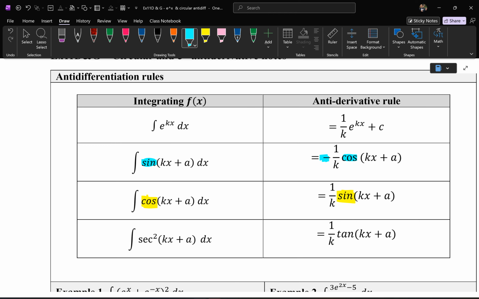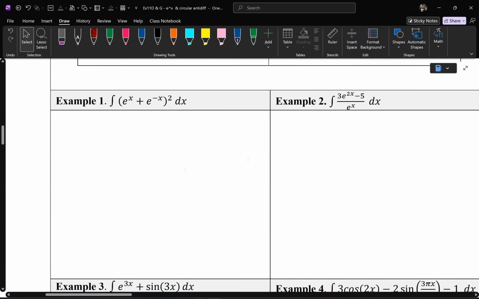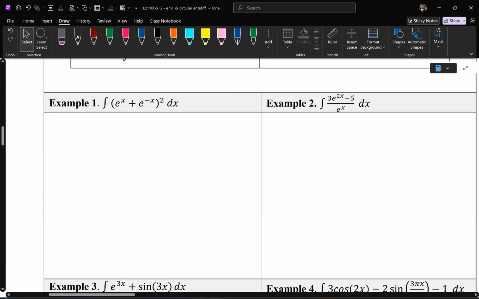E to the kx is pretty common. And then this one is not as common, but it'll be good to see. So again, derivative of tan gives you sec squared. Then the antiderivative of sec squared gives you tan. Okay? Now you've got the rules in front of you. Let's have a look at the first one. Let's look at the first example.